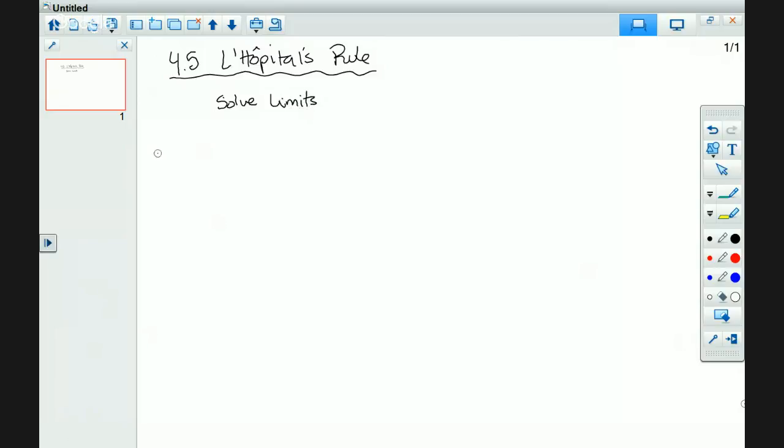to solve limits. This is not expressly in the AB calculus curriculum. I don't have to teach this to you. So it's not going to be tested directly, but you can use this method to solve limits on the tests. So you're not going to be asked about this rule, but you can use it as a method. I want to give you this tool because it's really straightforward and it's really useful.